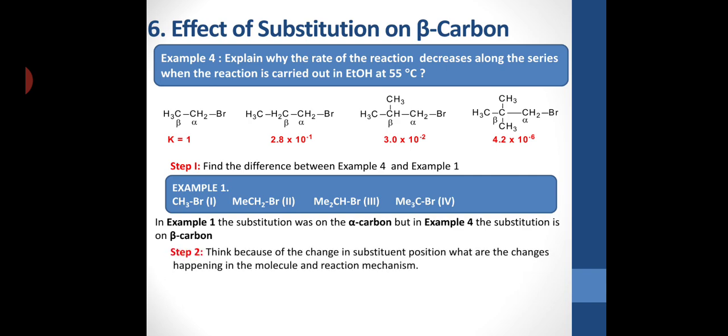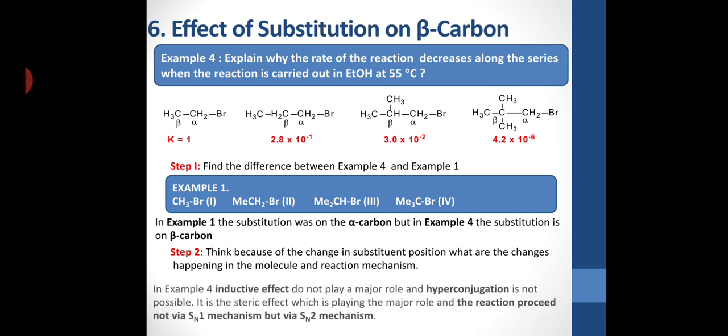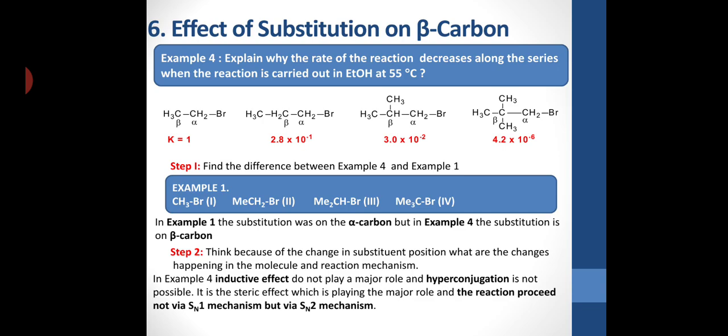Step 2. Think, because of the change in substituent position, is there any change happening in the molecule that will affect the reaction mechanism? In this example, since substituents are at the beta carbon, therefore inductive effect does not play a major role and hyperconjugation is not possible. Here the steric effect plays the major role and the reaction proceeds through SN2 mechanism and not via SN1 mechanism.